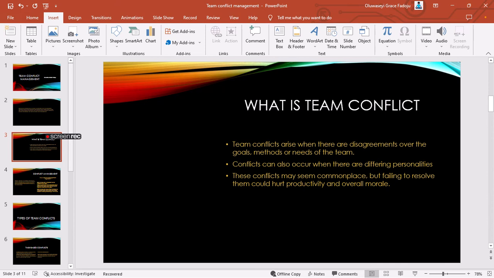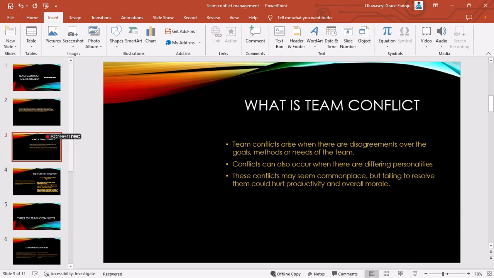Team conflict happens when there is disagreement over goals, methods, or needs of a team. When team members don't agree easily on their goals or on how they want to do things. When some part of the group members have the perception that this is how we are going to do it, while others think differently, and things are not going in just one direction, then conflict happens in the team that way.